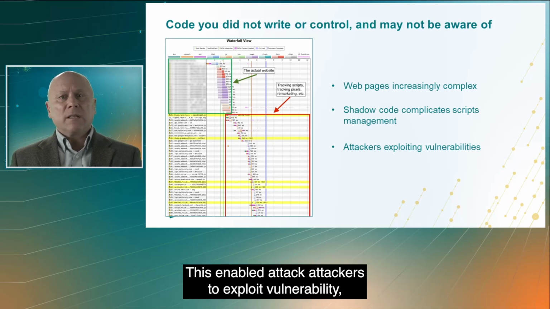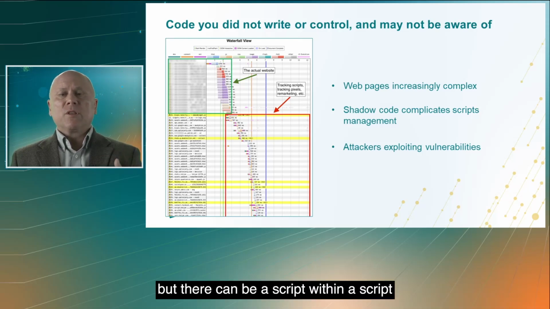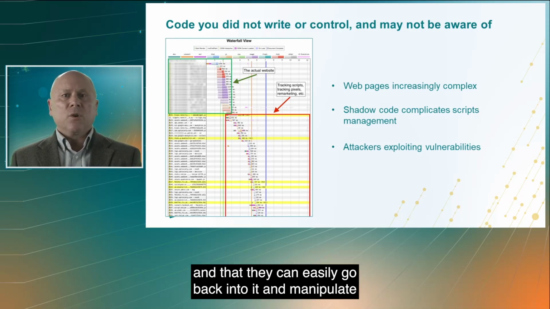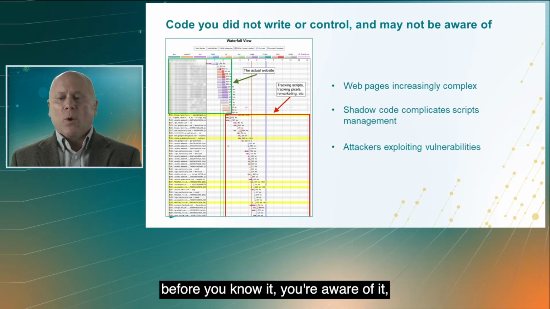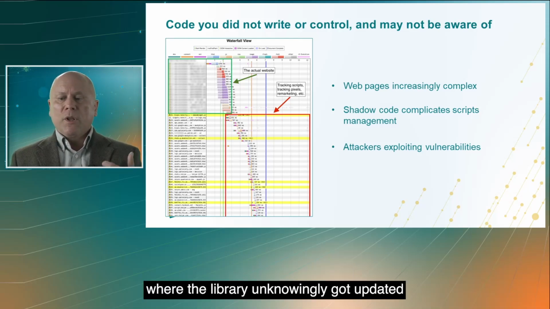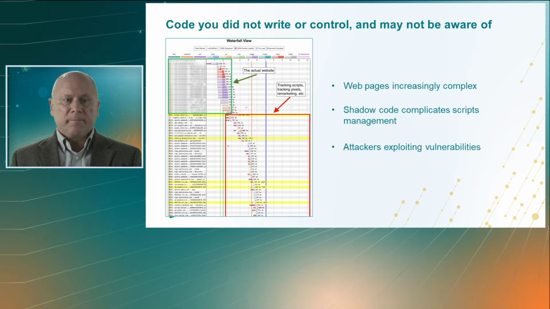This enables attackers to exploit vulnerabilities because they know you might shut down one malicious script, but there can be a script within a script that you may not be aware of, and that they can easily go back into and manipulate before you're aware of it. Or they might even use a previously verified script or library that unknowingly got updated with malicious code, because you are not properly monitoring the updated changes.